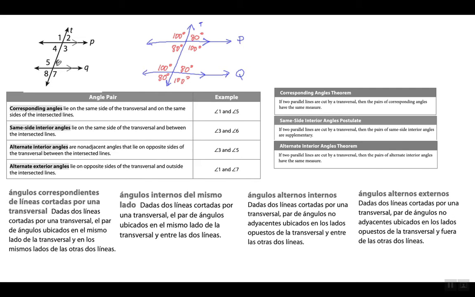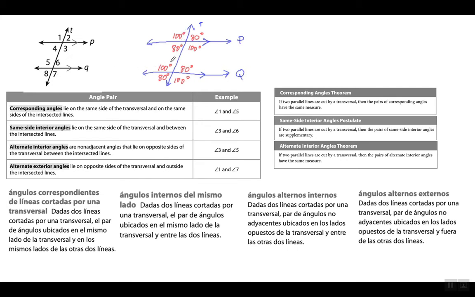I don't want to circle it because as I go through the other ones, I'm going to make a mess here if I start circling everything. And if I erase it, it'll erase this part as well. So angle 1 is a corresponding angle with angle 5. Angle 4 is a corresponding angle with angle 8. Angle 2 is a corresponding angle with angle 6. And angle 3 is a corresponding angle with angle 7.